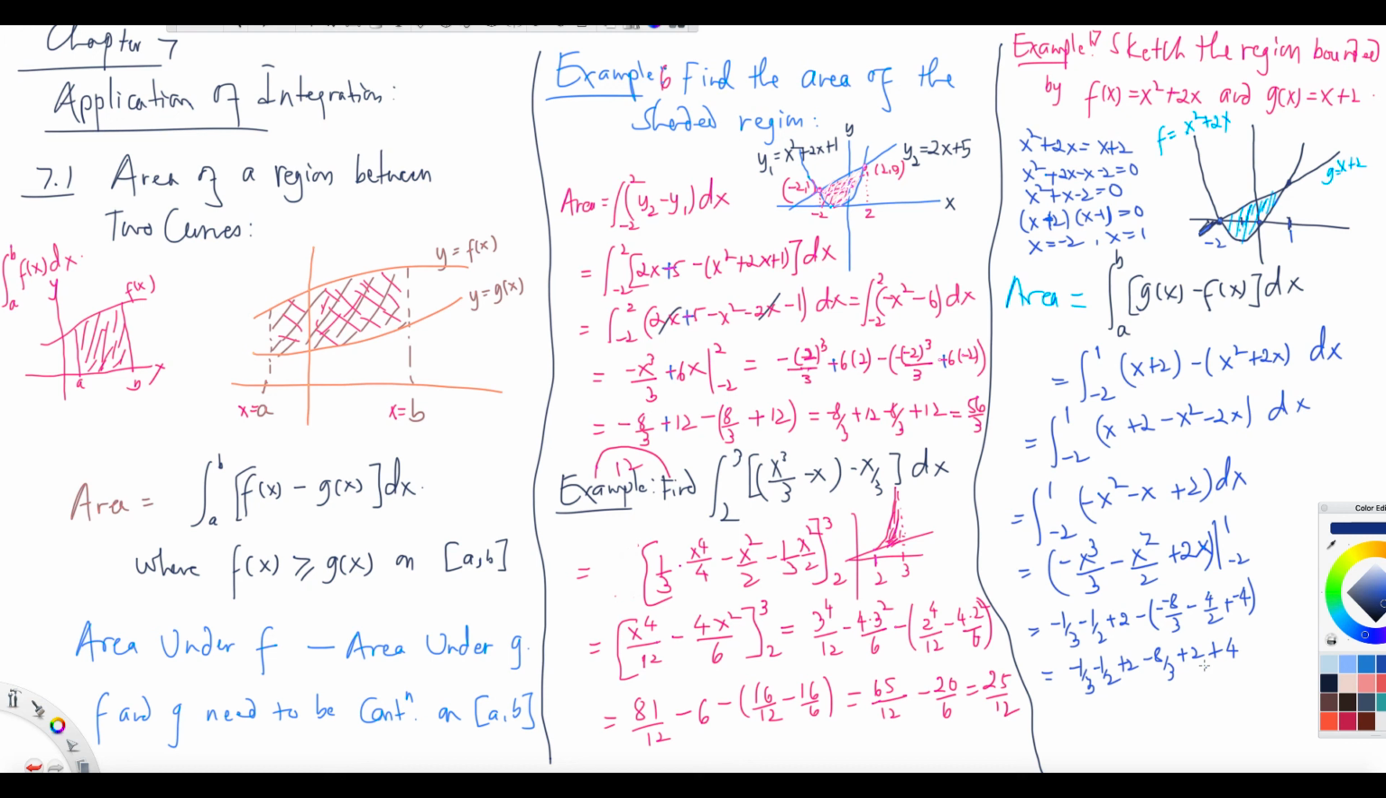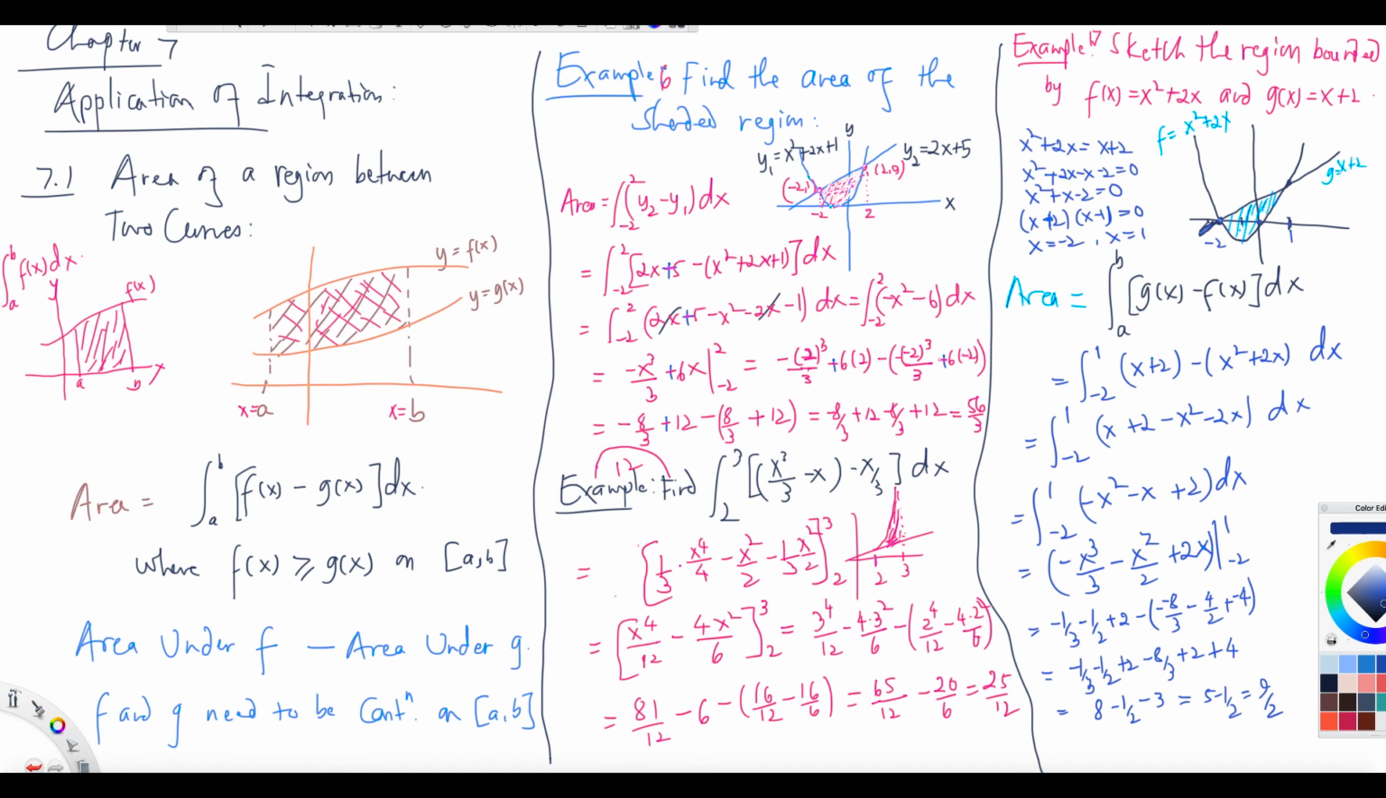You see that? So how much is that? 2 plus 2 plus 4 is 8, and then negative 1/3 plus 8/3 combine to negative 9/3, which means negative 3. So you will get basically 8 minus 3 minus 1/2. 8 minus 3 is 5, minus 1/2, that will be 9/2. That is your final answer.